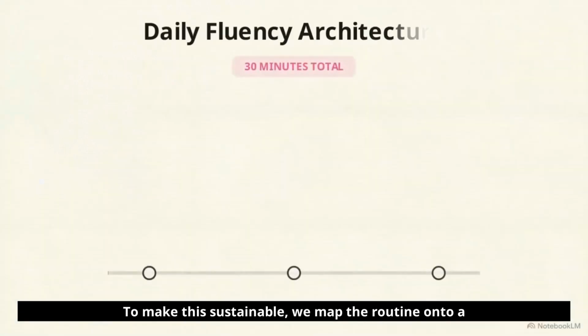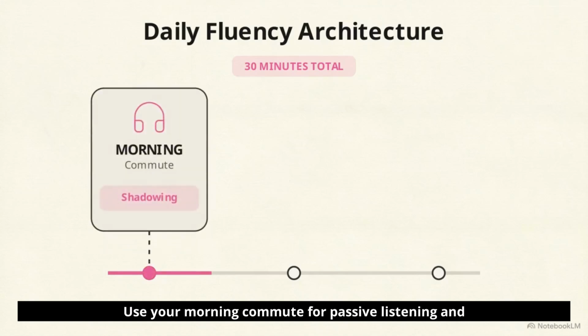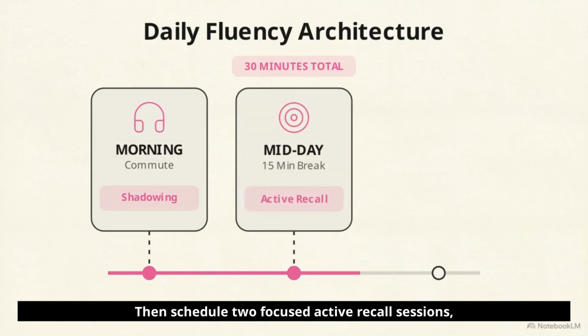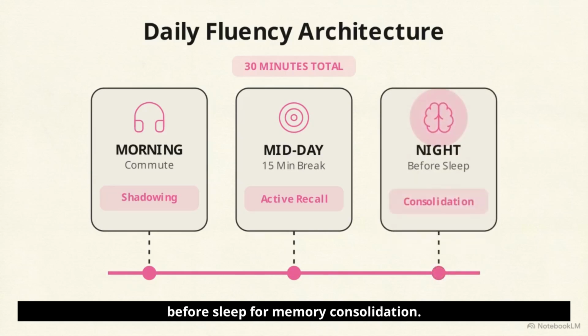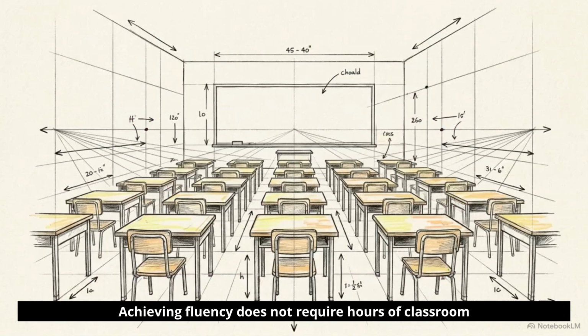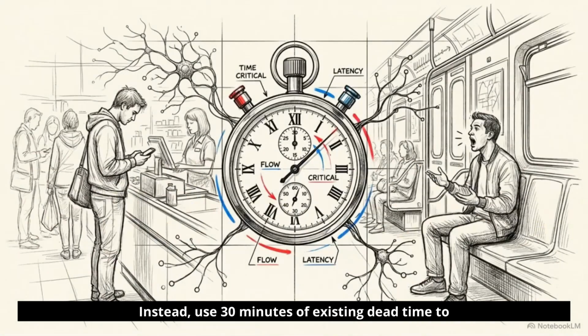To make this sustainable, we map the routine onto a 30-minute daily schedule. Use your morning commute for passive listening and shadowing. Then schedule 2 focused active recall sessions, 15 minutes during lunch, and a final review right before sleep for memory consolidation. Achieving fluency does not require hours of classroom time. Instead, use 30 minutes of existing dead time to perform the high-friction tasks that drive retention.